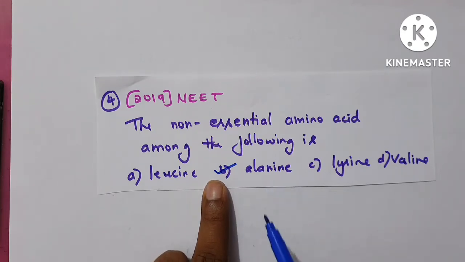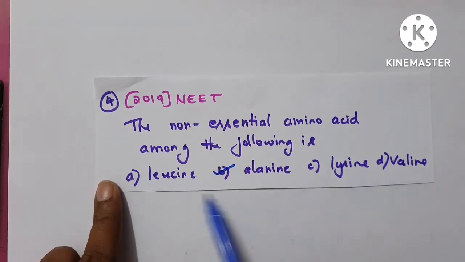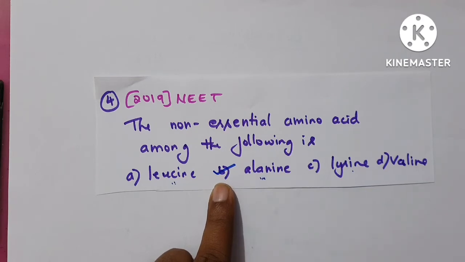Let me tell you some more examples: glycine, alanine, serine, proline, cysteine are examples of non-essential amino acids. The rest of the examples you are seeing here are all essential amino acids. And the only non-essential amino acid in the given options is alanine. Let us go for the next question.